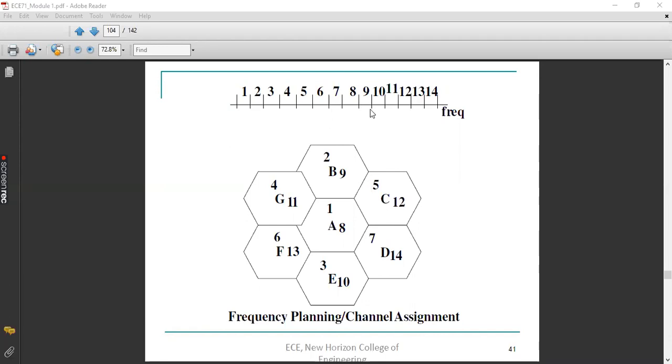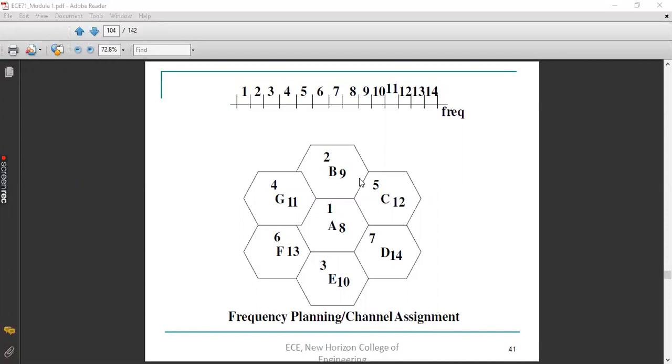Similarly, after 7 separations, you will be allocating the 12th channel to cell number C so that there is sufficient frequency separation between the 2 channels. So there is minimum possibility of adjacent channel interference. In this way, we need to assign the channels from the available set of channels, whatever we have.